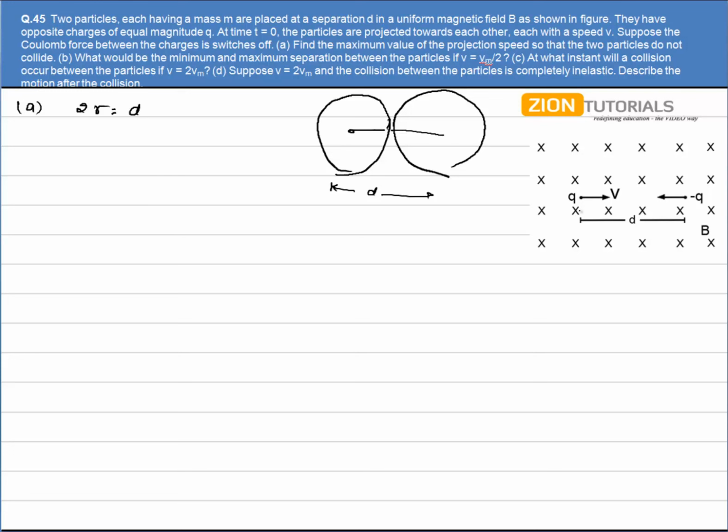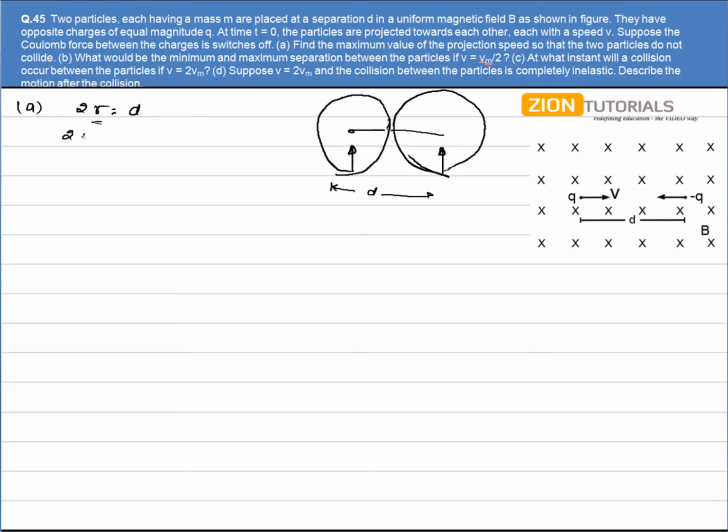Now one thing I have to make clear: since the charges are opposite, for one particle the force q v cross B, the centripetal force, will be towards the center, and for the other particle, with opposite charge, it will again be towards the center, so both will rotate in the same orientation. So 2r will be equal to d.